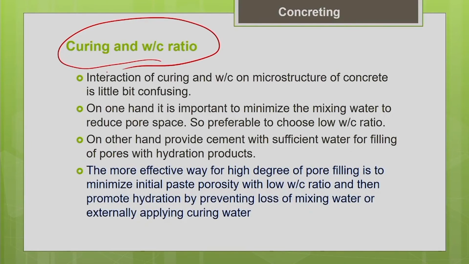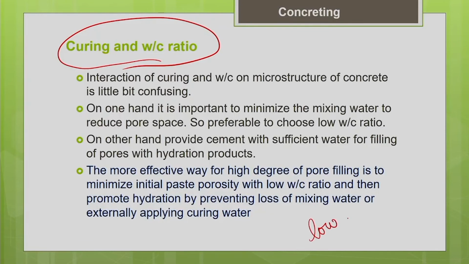So, this curing and the water to cement ratio, the interrelation, actually it is a little bit confusing to understand, because on one hand we say that we need sufficient water for the complete physical and chemical hydration of the cement. On the other hand, we say that when we add excess water, it leads to high paste porosity that will affect the microstructure, strength and the durability. So, then what is the best measure to get a good microstructure? What is the best solution?